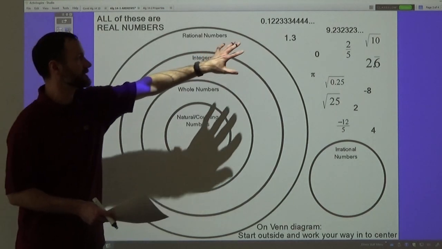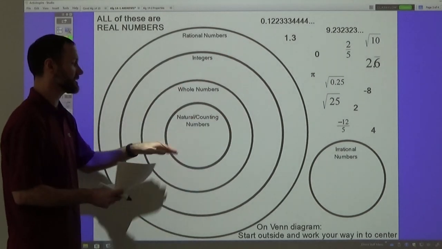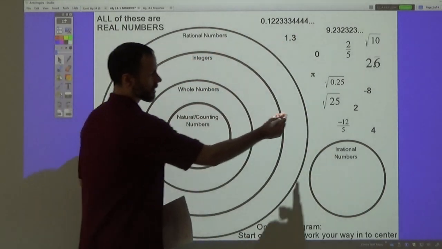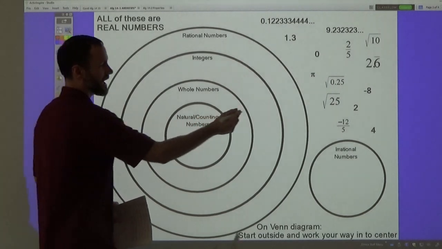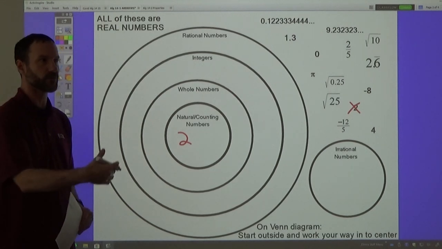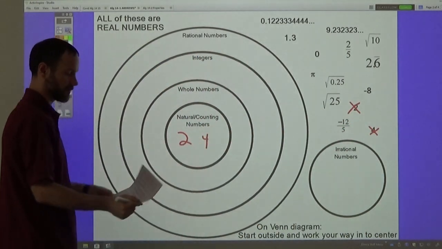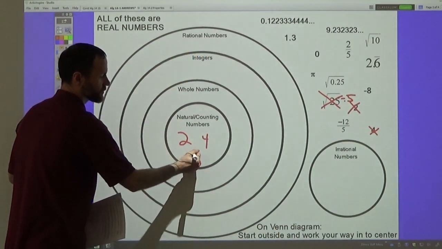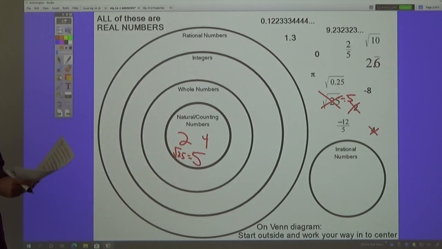The rational numbers, we're going to sort of take these numbers and move them into here. So the rational numbers, 2/5. Actually, let's start with the natural numbers. So out of these numbers, the natural or counting numbers would be the 2 that we have right there. Sorry about that. We have the 2, that is a natural or counting number. Remember, they're all the numbers starting with 1, 1, 2, 3, 4, 5, 6, 7, and so on. 4 would be a natural or a counting number. And the square root of 25, when you type that into your calculator, the square root of 25 is 5. So the square root of 25 is a natural or counting number as well.